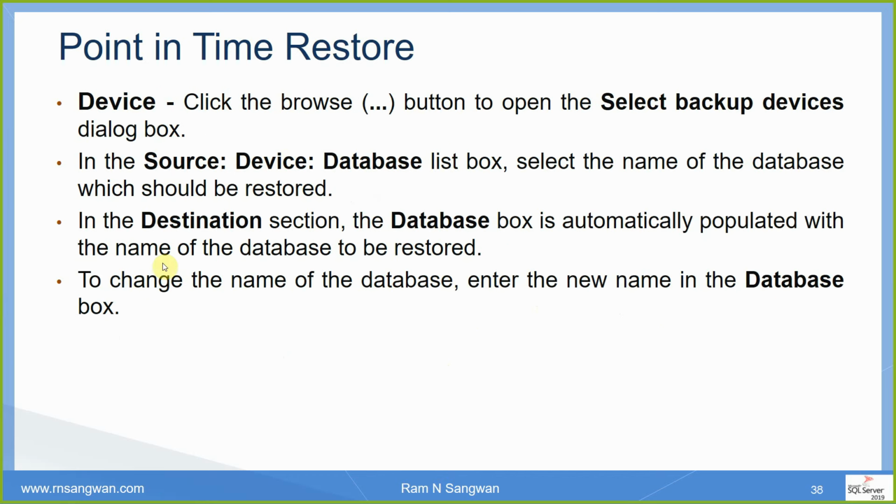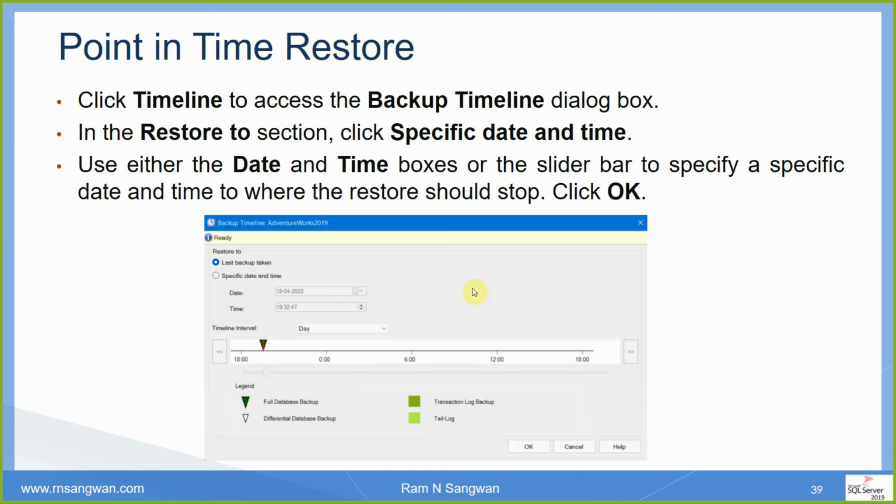What is important here is this point, device. Click on the browse button, these three dots, to open the select backup device dialog box. In the source device database list box, select the name of the database which should be restored. In the destination, the database is automatically populated with the name of the database to be restored. To change the name of the database, you can enter the new name also.